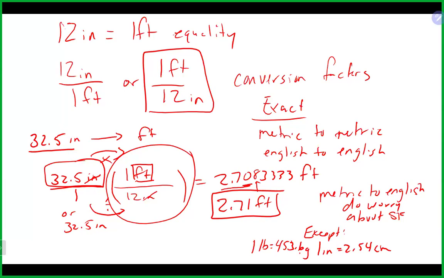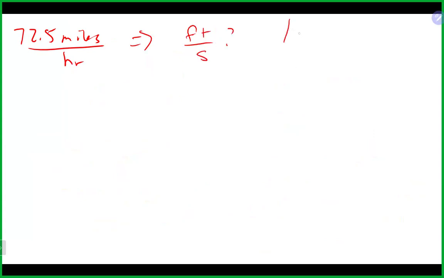All right, so let's take a look at a couple more conversions before we finish up this chapter. But why don't you try this? Let's say you were driving 72.5 miles per hour, and we want to know what that would be in feet per second. And as with one of these conversions or equalities, you should know 1 mile is 5,280 feet. That is definitely one you should know.